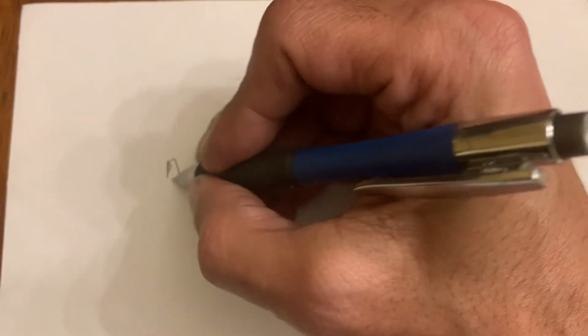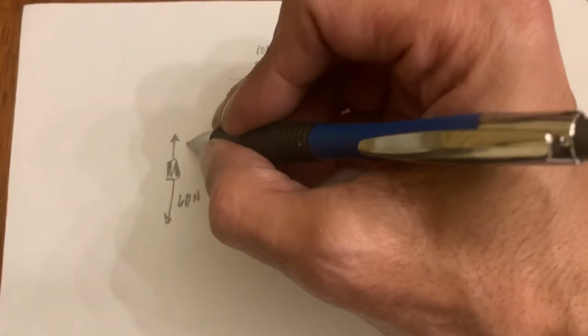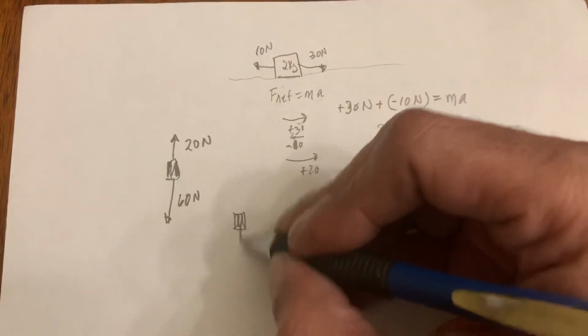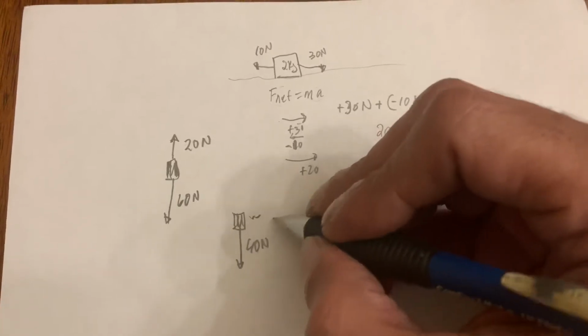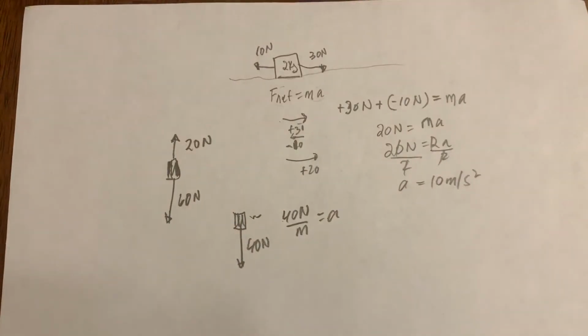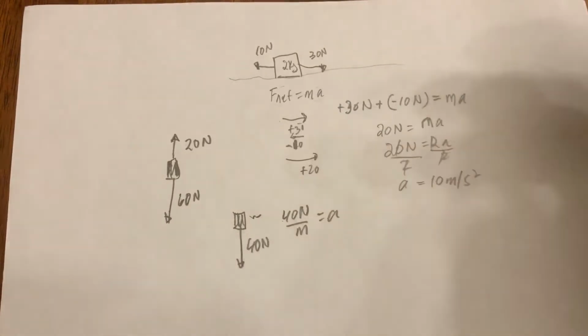Let's say I have an object here, and it has a force downwards of, say, 60 newtons, and a force upwards of, say, 20 newtons. Well, that translates to 40 newtons down. And so, again, if I know the mass of this object, then 40 newtons divided by the mass would give me the acceleration. And so this is a pretty simple way to work through these questions. Again, all we're doing is using Newton's second law.